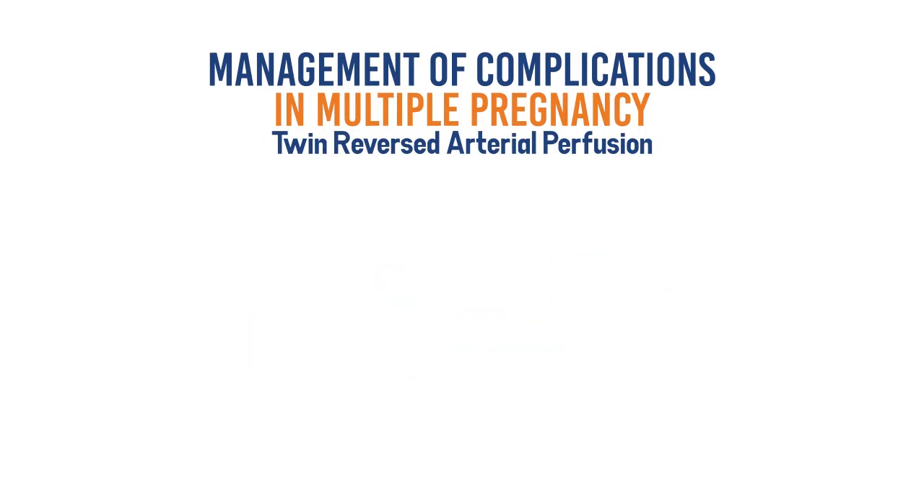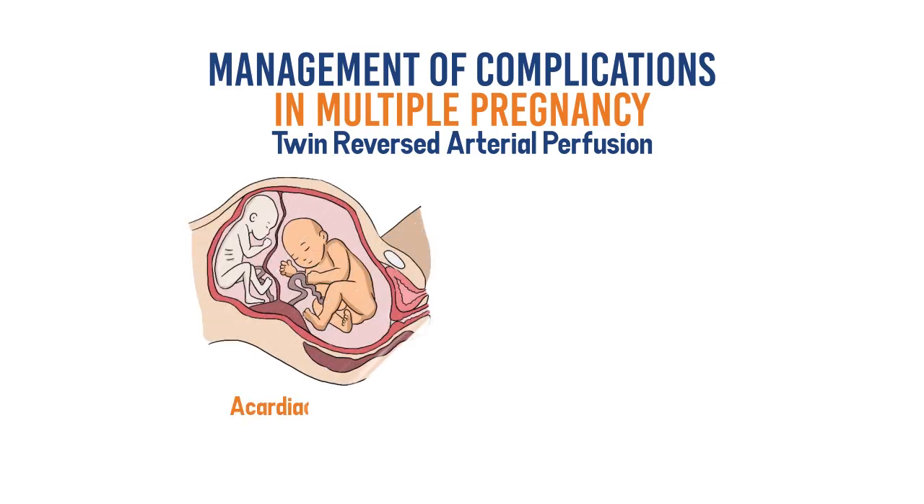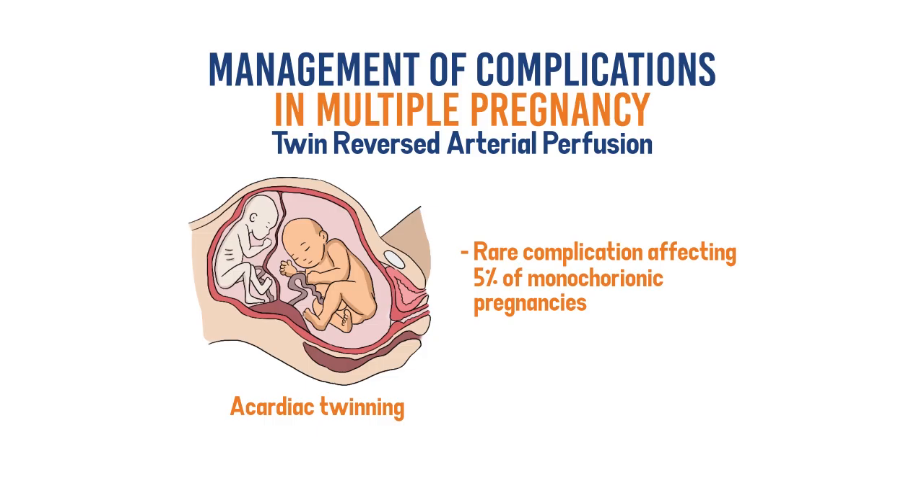Twin-reversed arterial perfusion sequence, also termed acardiac twinning, is a rare complication affecting about 5% of monochorionic pregnancies. Twin-reversed arterial perfusion sequence is characterized by an acardiac perfused twin, which receives its blood supply parasitically via a large arterio-arterial anastomosis from a normal pump co-twin. This results in absent or rudimentary development of the head, heart, and upper limb structures.